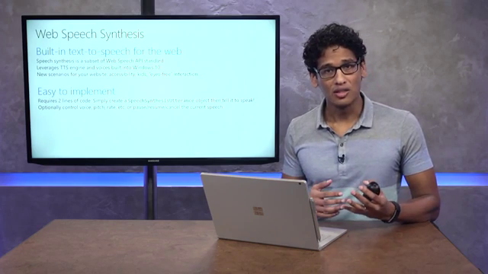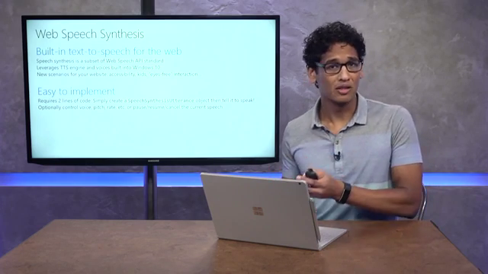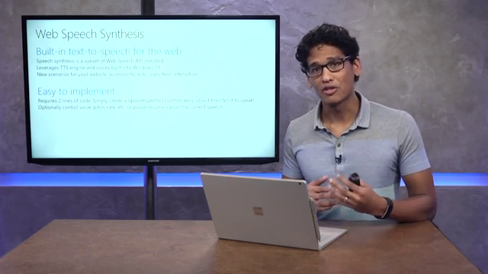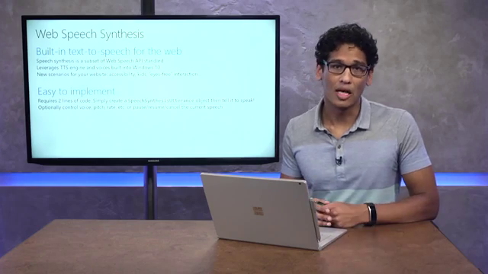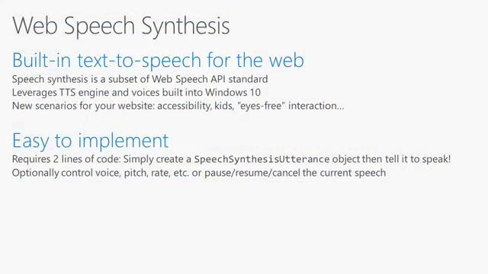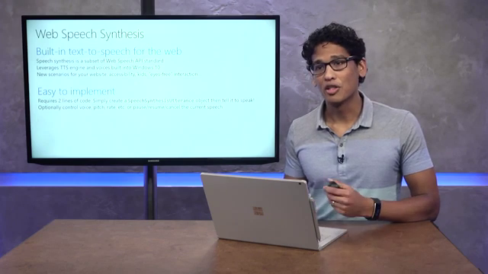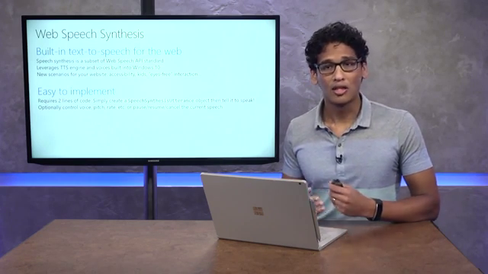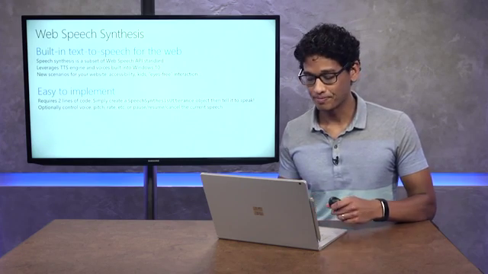You can think of accessibility scenarios or maybe sites that are targeted at kids who can't read, or perhaps at eyes-free interaction like exercise where the user may not always be looking at the screen. The great thing about this technology is that it's super easy to implement. With just a minimum of 2 lines of code, you can actually get this up and running, and then it also gives you additional power to do things like vary the voice, the pitch, or the rate. This feature is also coming to an upcoming Windows Insider build. So let's take a look at a demo of how that will look.